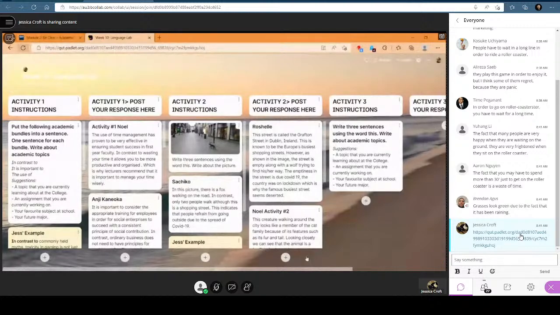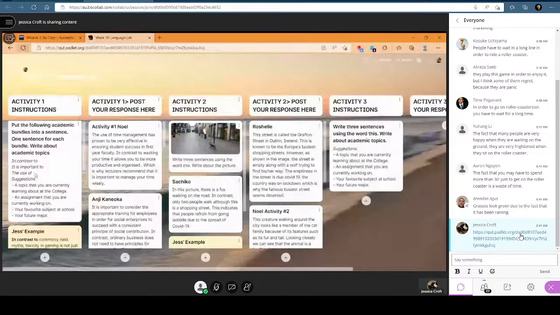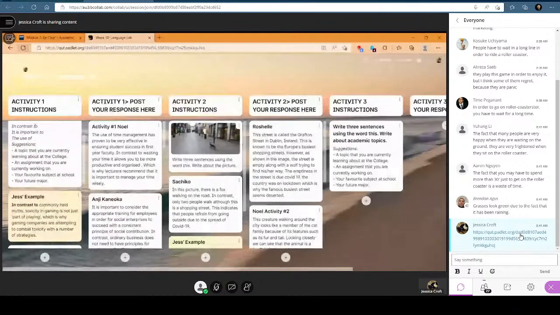So what I'd like you to do is come up with a sentence or more, if you like, using bundles. So I have a couple more different bundles this time. So in contrast to, so obviously when you are contrasting ideas, it is important to, which, you know, I hate, but still relevant, the use of, rather than just saying using.